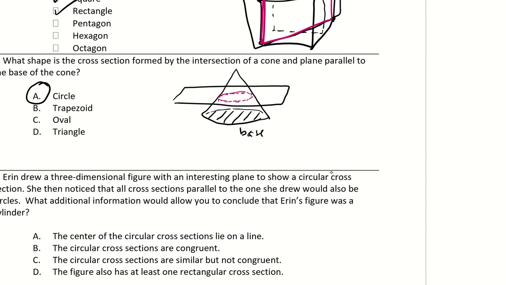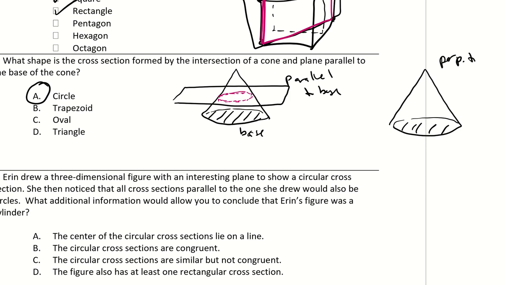Now, if I were to take a cone and slice perpendicular to the base, so this is parallel to the base, right? If I were to slice perpendicular to the base, then it's going to be something that cuts like this, right? Perpendicular, where it's a 90-degree angle. And so if I were to slice down this way, then I'm going to get a triangular cross section. Hopefully y'all can see that.